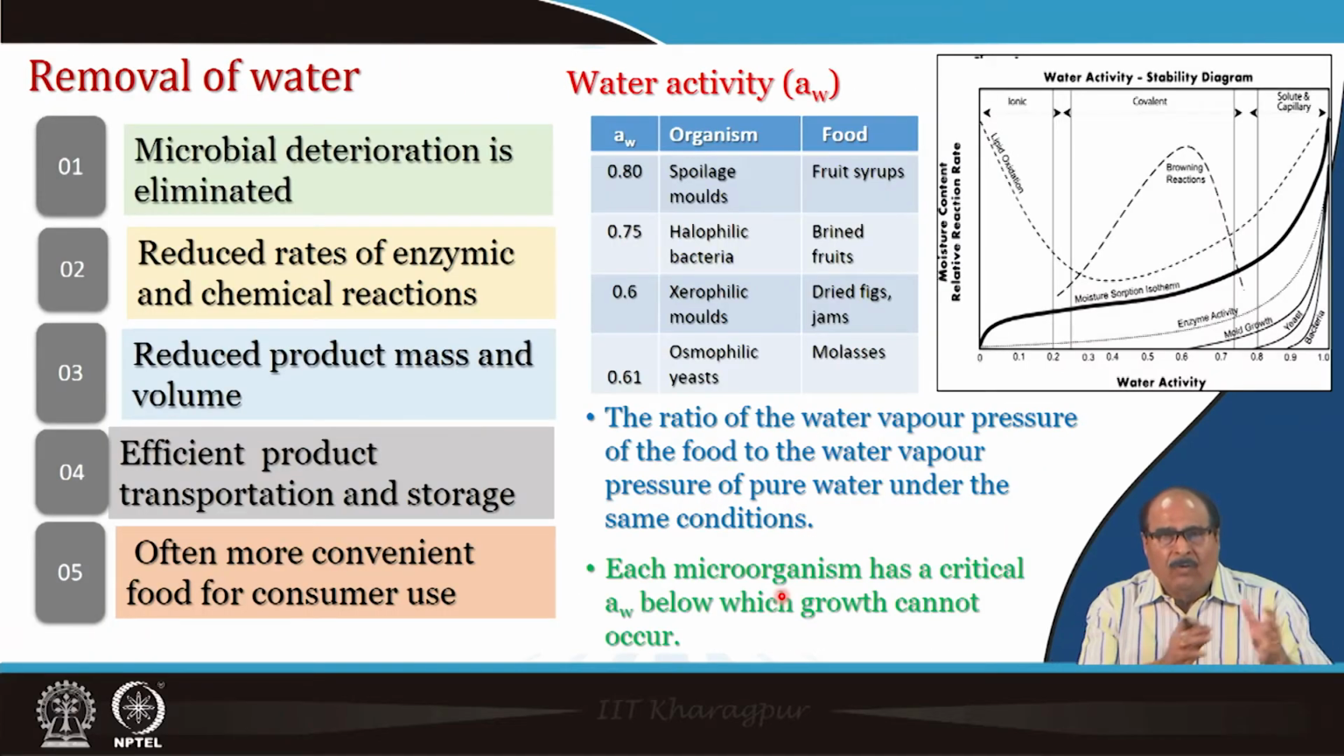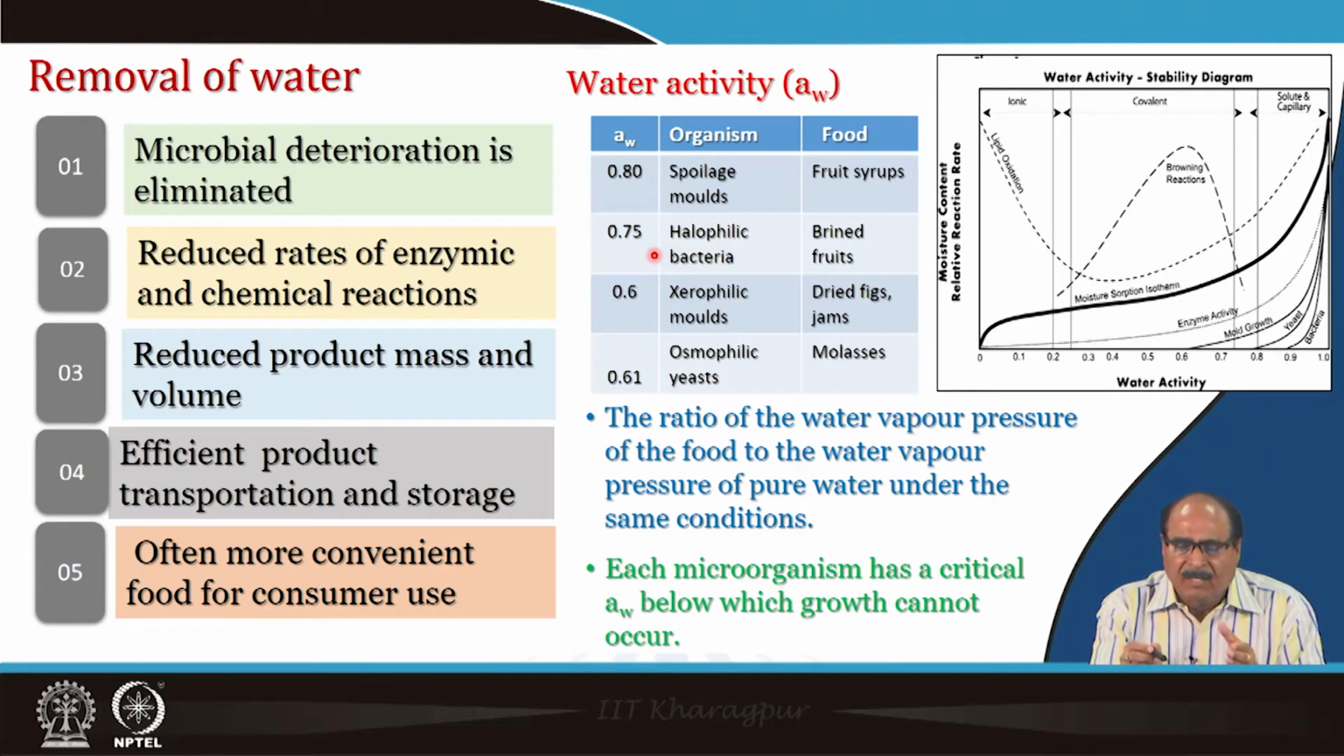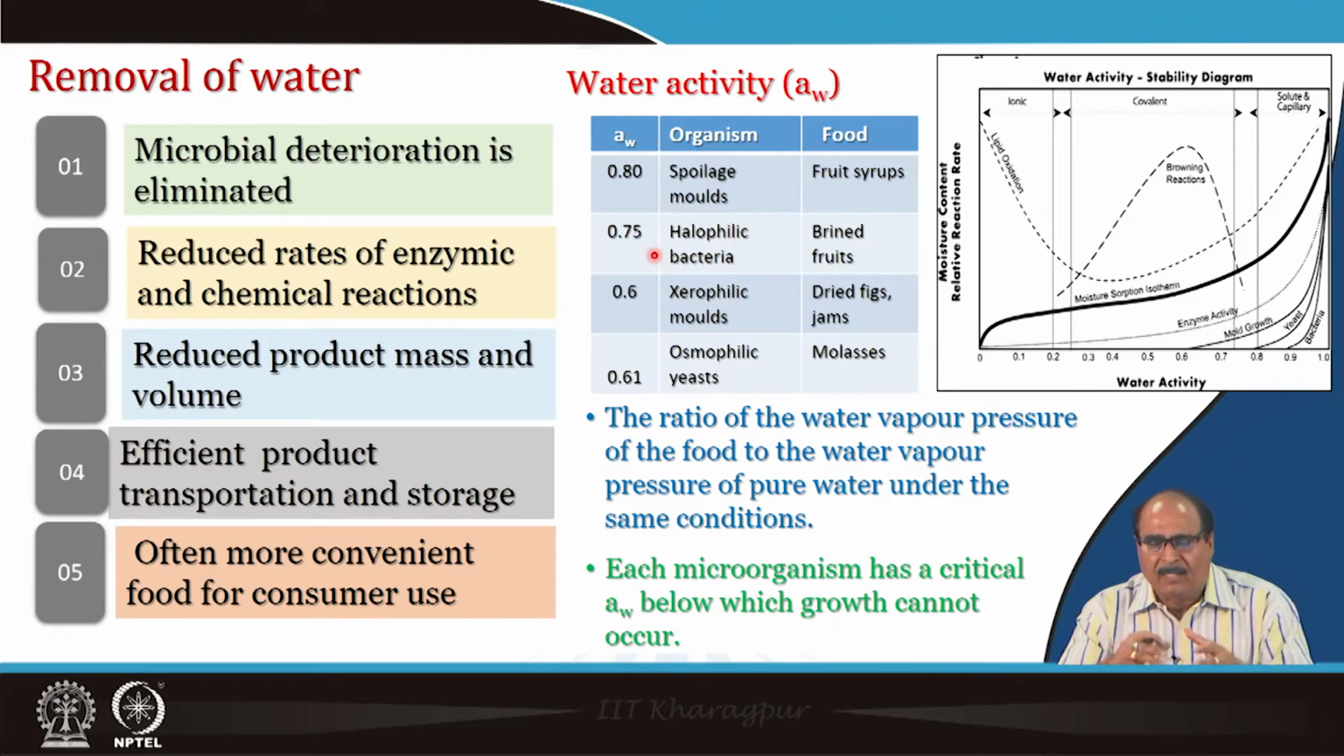Okay. Now, it is the free water or unbound water which gives the commodity its water activity. And in the earlier lecture also we have seen how the water activity is related to the various reactions etc., and how it influences the stability of the products and microbial growth. Also here in this figure or table I have given you the minimum water activity at which the various microorganisms can grow in fruit products like fruit syrup, brine fruits, dried fig, jam, molasses etc.